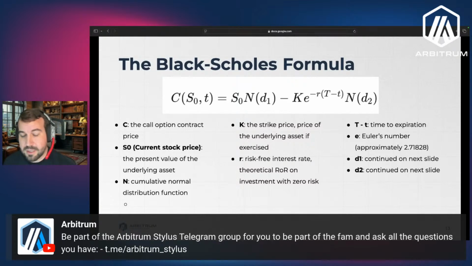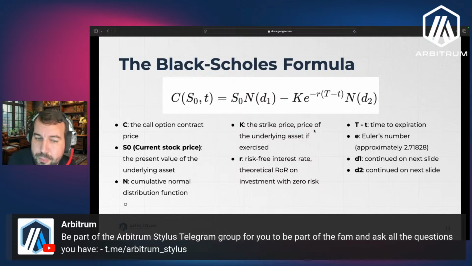N is a concept in statistics called the cumulative normal distribution function. So you have S times the cumulative normal distribution of D1, which I'll explain on the next slide. Again, you don't need to know this, but it's a statistics concept. A normal distribution function computes the likelihood that X within a range will be less than a certain amount. It's a little bit hard to understand, but it's sort of a statistical probability function. Let's call it that.